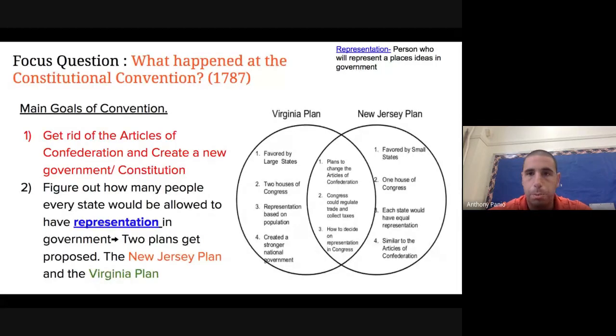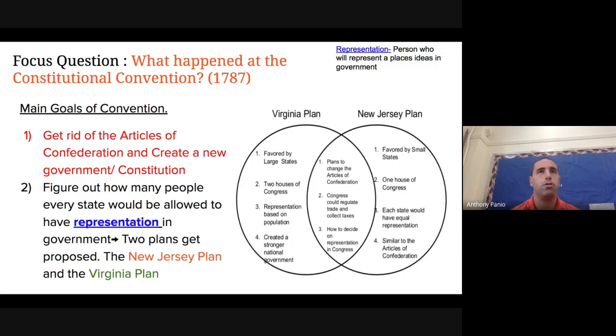All right, so at this point in time, ladies and gentlemen, they're going to sit down and write the Constitution. Our focus for the next 2 weeks will be centered around that document, and we're going to break down every bit of it in detail so you understand how our government works.